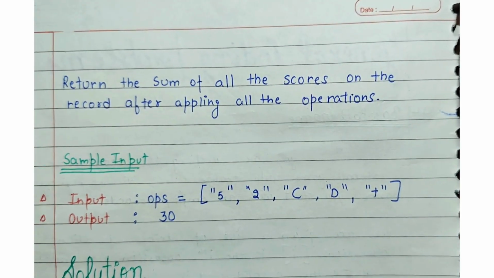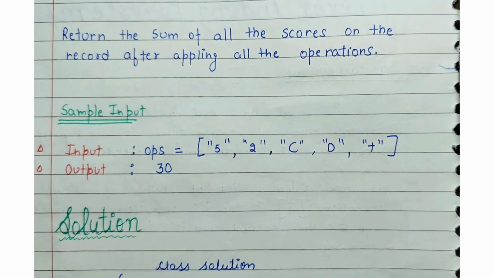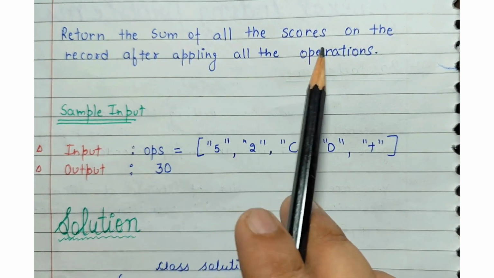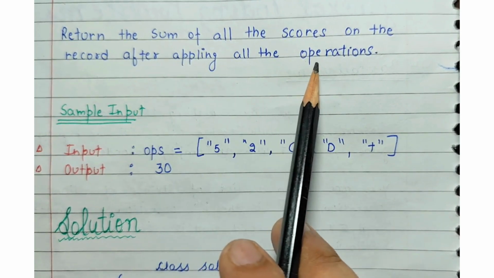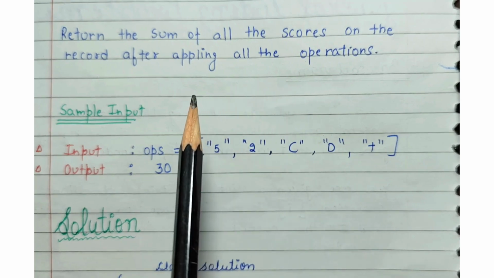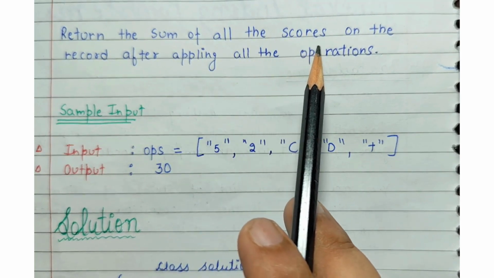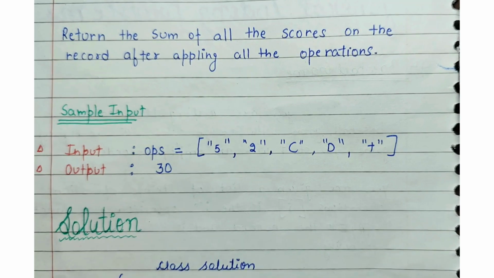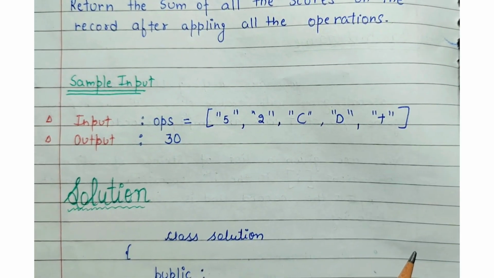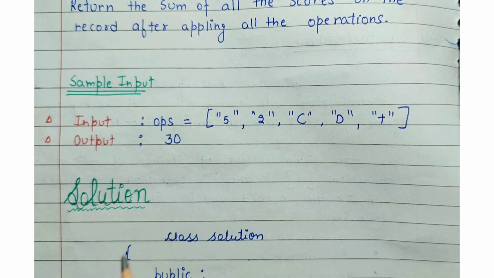So these are the rules, and after applying these rules, we have to return the sum of all the scores after applying all the operations. So first we discuss the sample input. After this we discuss the code.